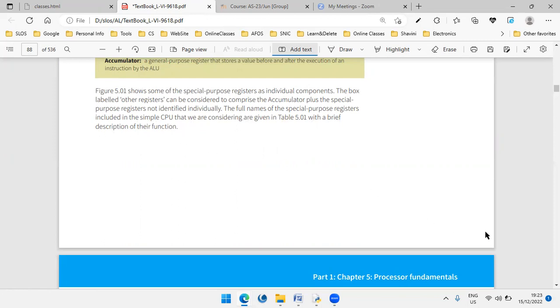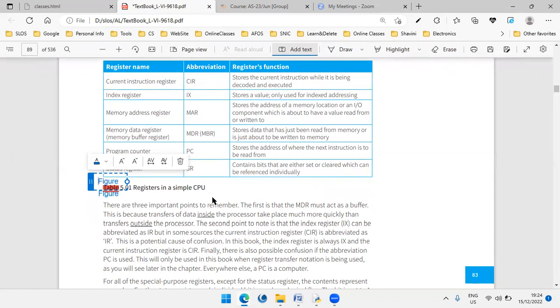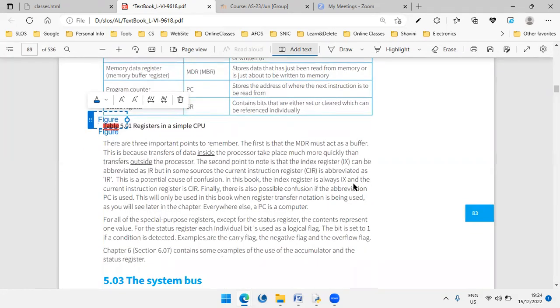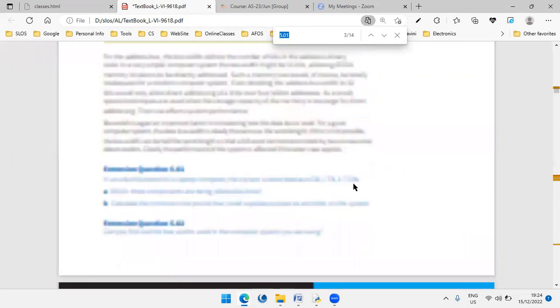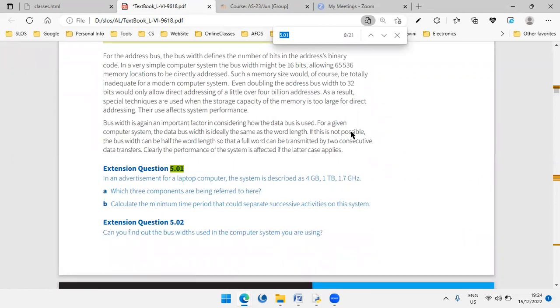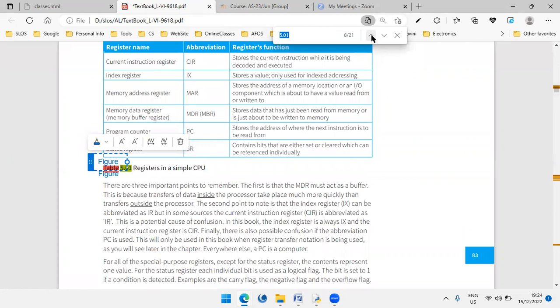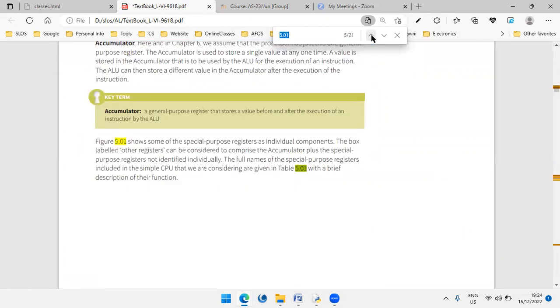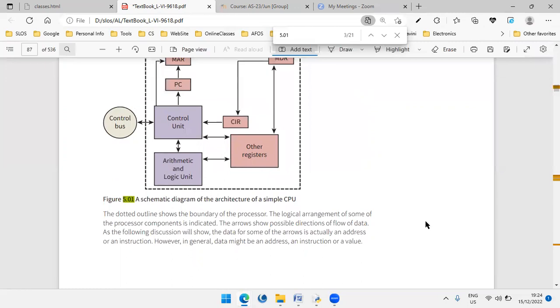Okay, now here we go. Now this is table 5.01. So I was wrong. This is wrong. Then where is figure 5.01? Let's look at figure 5.01. Let's search. Here it is, figure 5.01. Okay, the one that we saw, right? So the earlier one I did was wrong.